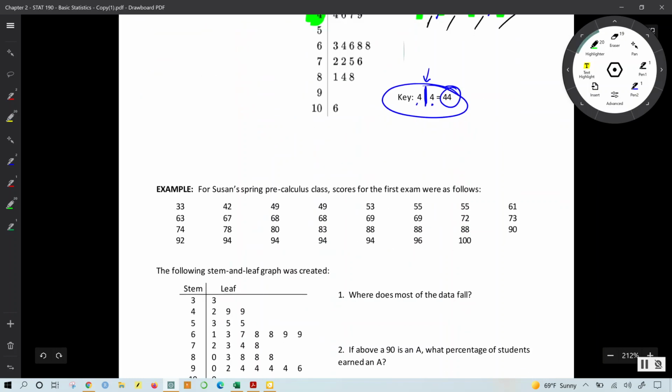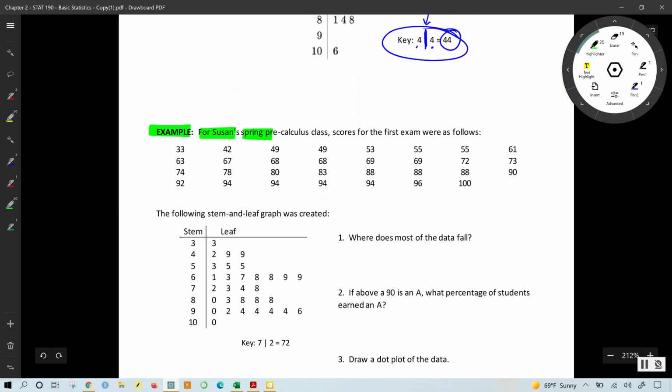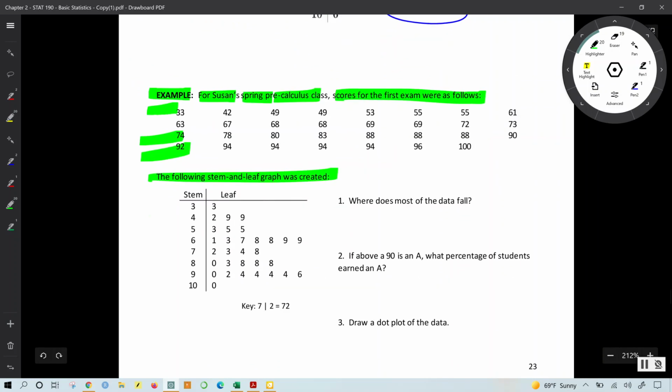So we consider an example here. For Susan's spring pre-calculus class, scores for the first exam were recorded as follows. You have all the data values, and the following stem and leaf graph was created. Well, in this case, the stem and leaf graph has been created, so you have the number 33 based on this key. You have the number 42, there's 49, there's 49, 53, 55, 55, and so on. Take note that numbers can be repeated. So individual numbers are right here.